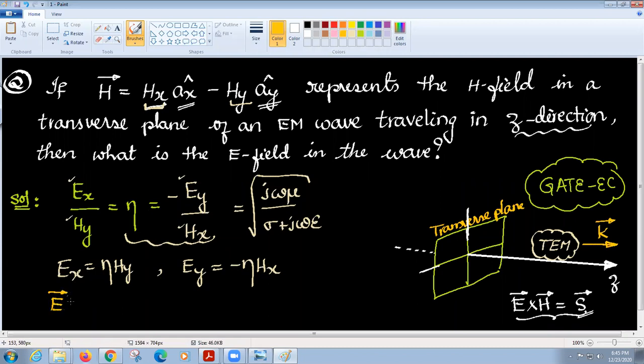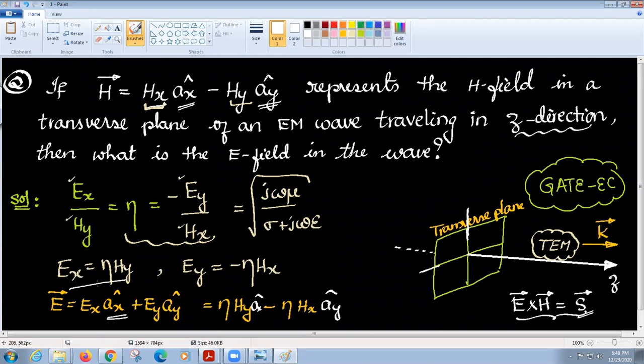So my general equation is this: E is equal to, I love to take in the general case, Ex Ax roof plus Ey Ay roof. Now what is my Ex here? Ex is eta Hy. Okay, and Ey is minus eta Hx. So this is like Ax roof, and this is like Ay roof. Is this correct? So Ex is equal to, of course, we obtained eta Hy, and Ey is equal to minus eta Hx. But one thing you have to note down is the direction.